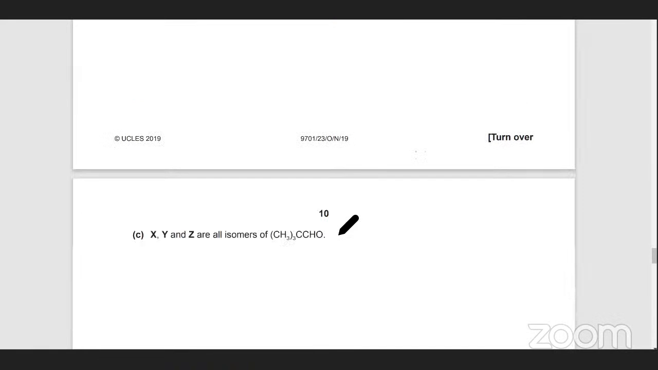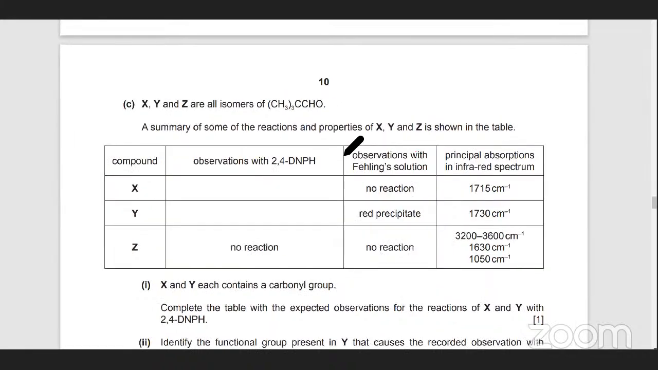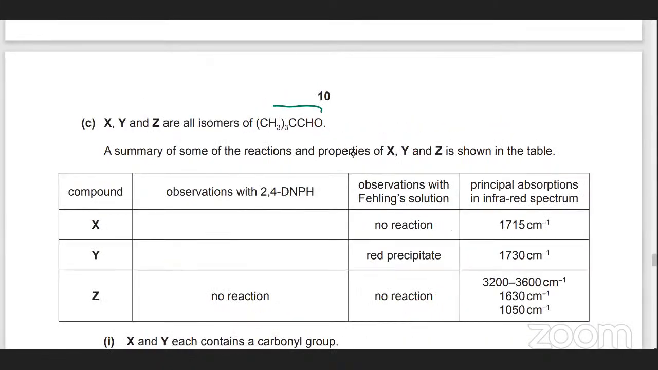So what's next? X, Y, and Z are all isomers of this aldehyde. So this is a question on isomers. The question is a summary of some of the reactions and properties of X, Y, and Z shown in the table. Those observations दी हुई हैं, ठीक है? This is about infrared spectroscopy.